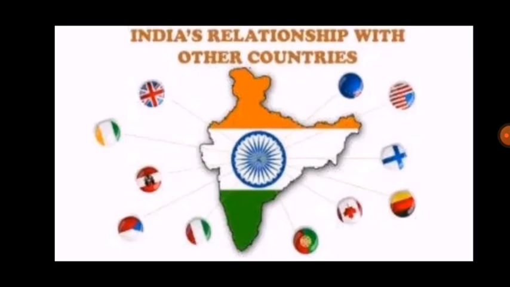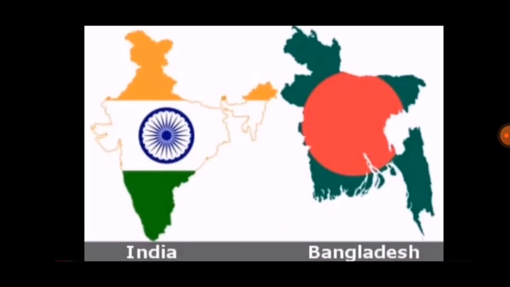Now let's move further with the country Bangladesh. So we'll see how we have a relationship with Bangladesh. Today's Bangladesh is the erstwhile East Pakistan. When Pakistan was created, it had two parts, West and East Pakistan. So if you find today's Bangladesh, you will find it on the east side of Pakistan. So Bangladesh lies over there.